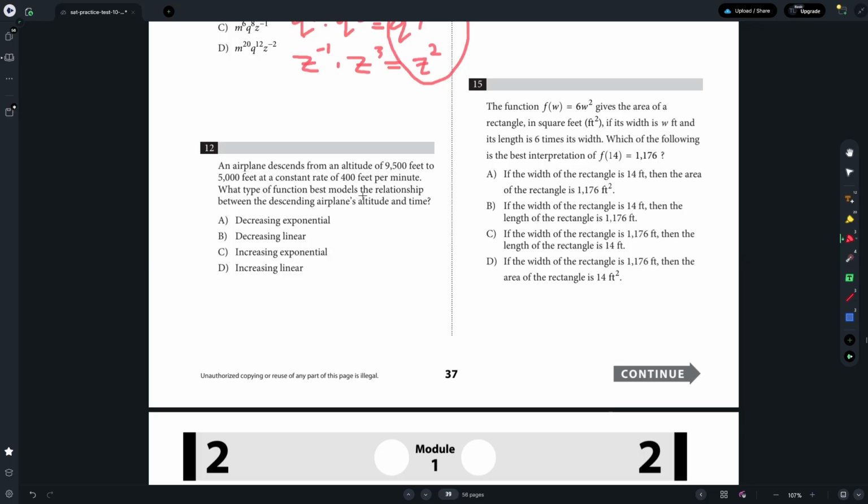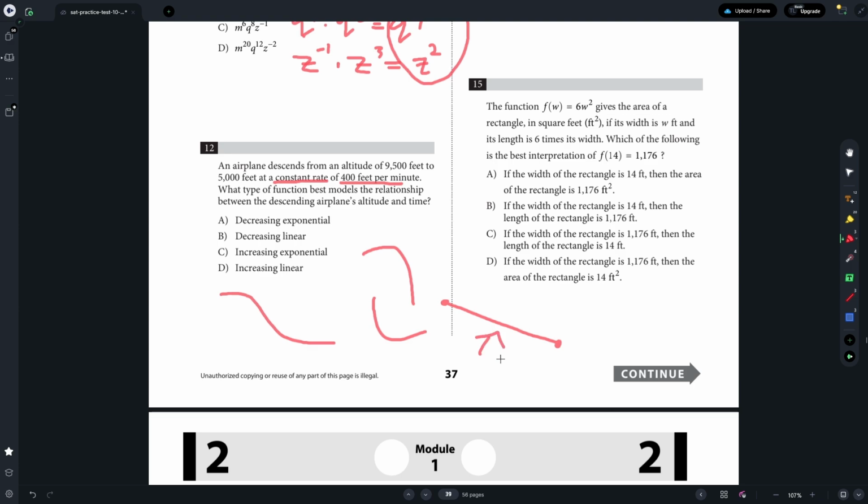An airplane descends from an altitude of 9,500 feet to 5,000 feet at a constant rate of 400 feet per minute. What type of function best represents the relationship between the descending airplane's altitude and time? So it says it's decreasing at a constant rate of 400 feet per minute. That means this airplane isn't going like this and landing. It's not going like this and landing. It is actually just decreasing from 9,500 feet slowly at a constant rate to 5,000.